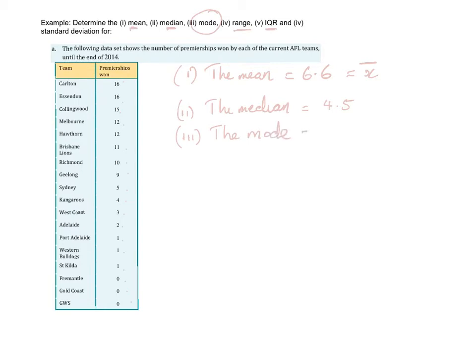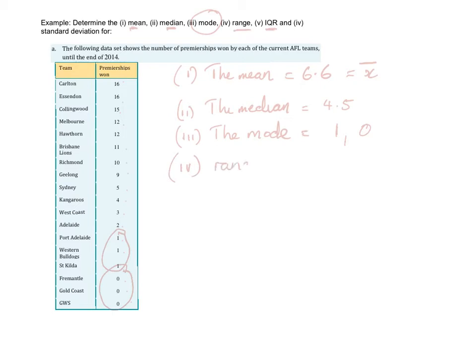Okay, the mode cannot be read from the calculator. It's the one that occurs the most. So if you have a look at the data there, we have 3 ones and we have 3 zeros. Okay, so this is going to be bimodal, where 1 and 0 are our modes. Okay, keep going. The range.